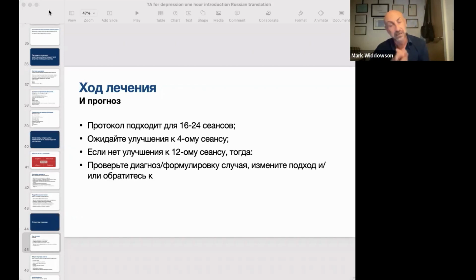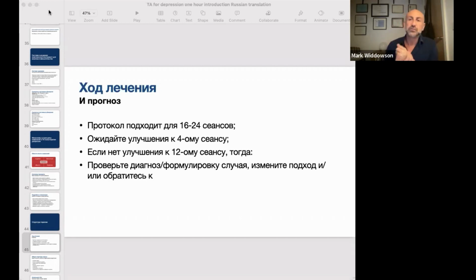I think if you follow this, and if you're measuring using the CORE-10, PHQ-9, and GAD-7 outcome measures, you can expect to see some improvement by session 4. If there's no improvement by session 12, then you need to look at your assessment again and check your diagnosis. Is it correct? Seek some supervision. Maybe change the way that you work with this client. Ask the client, is there anything that you'd like me to do more of or less of? Is there anything that you'd like me to do differently?